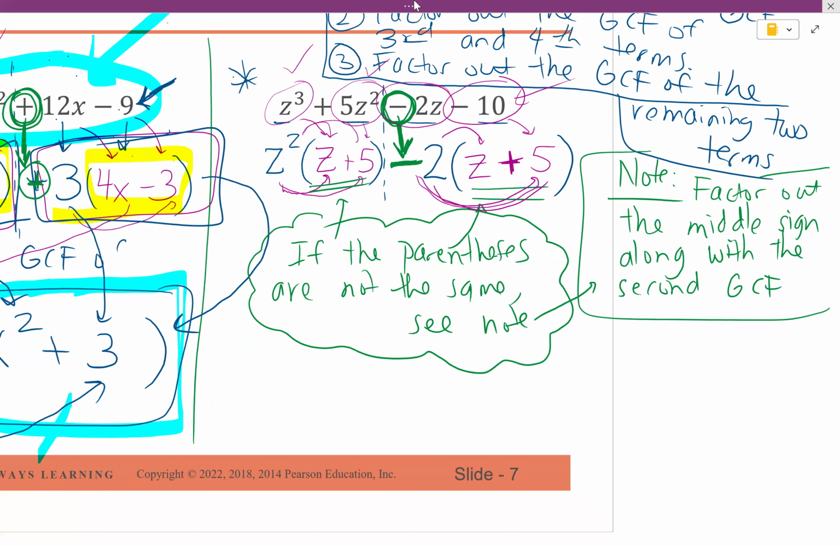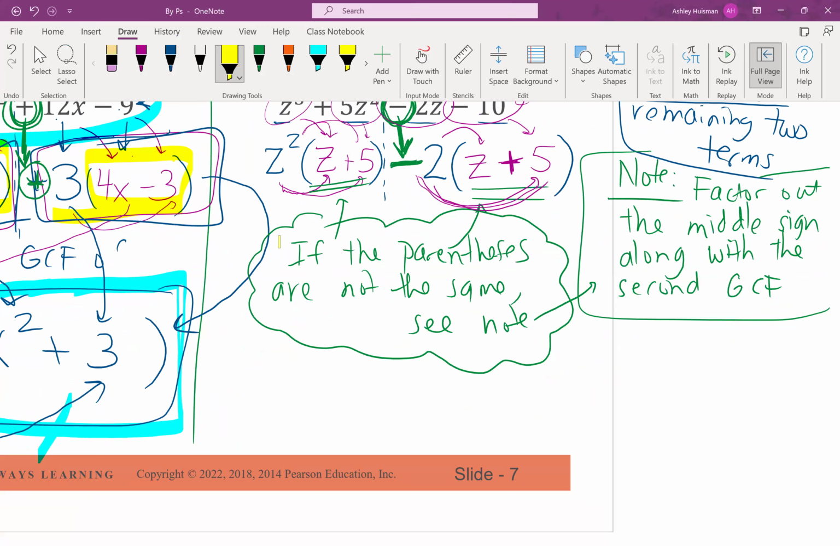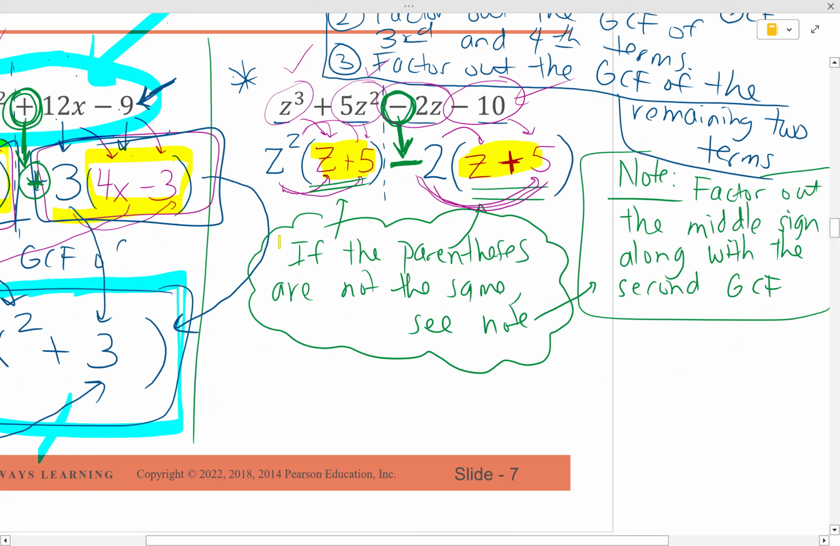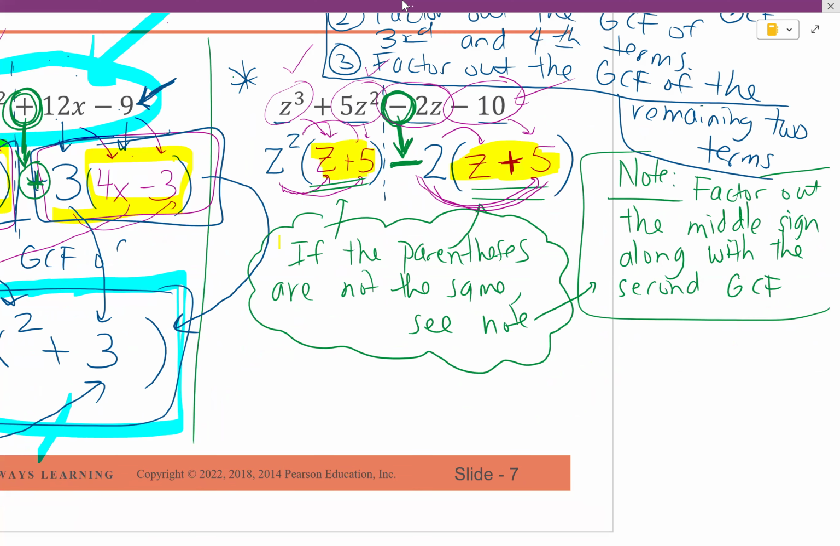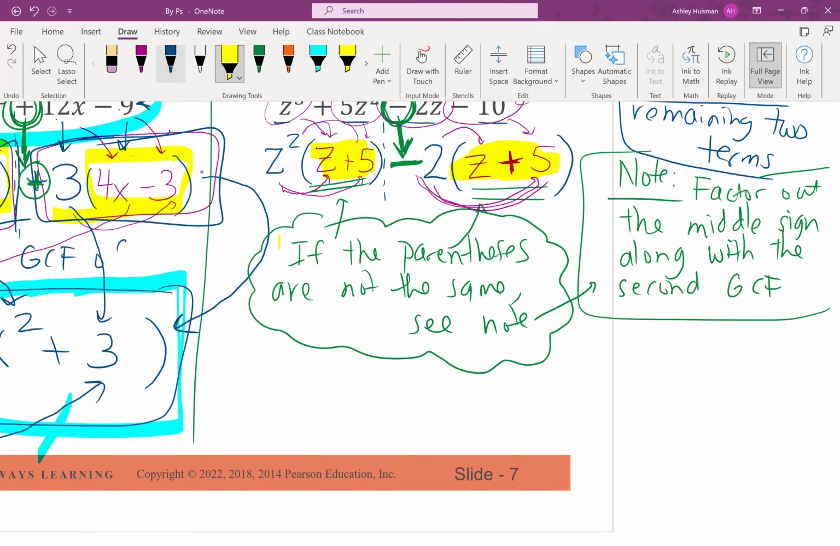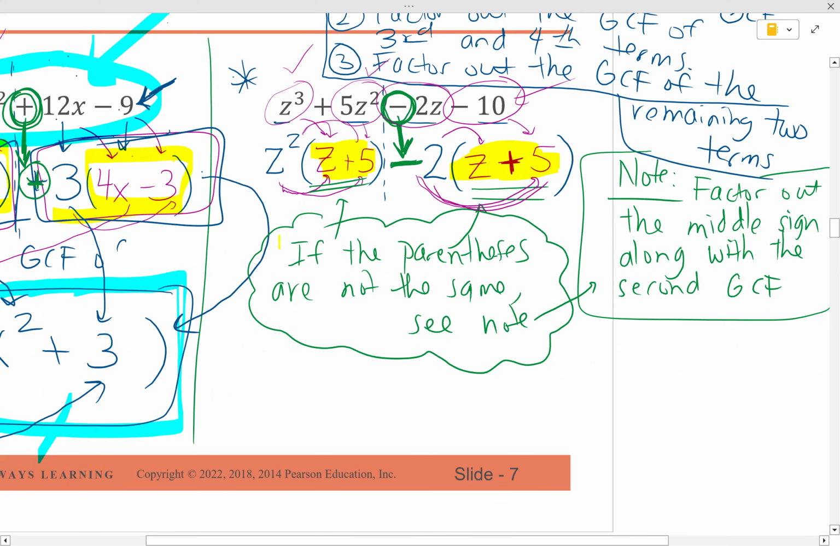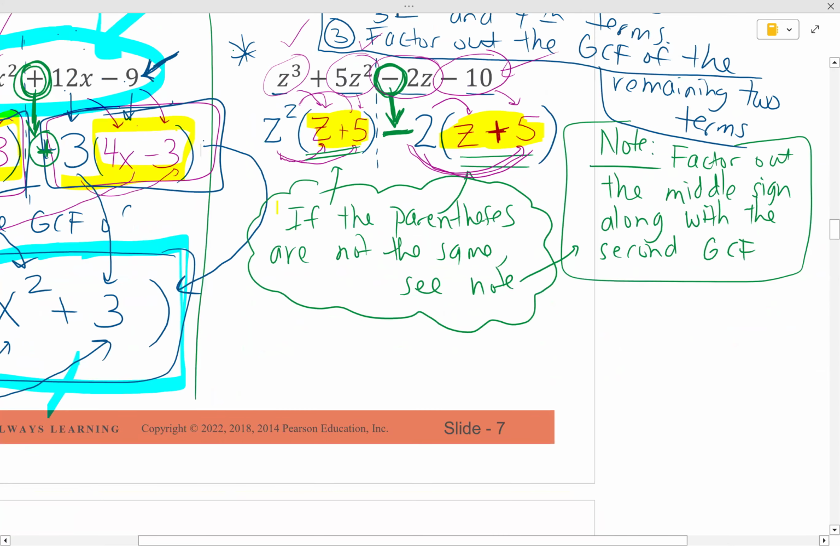So at this point, I'm not quite done, but I'm going to make a quick little check here. What's in parentheses is the same, z plus 5, z plus 5. That means you've done everything right so far. You're kind of halfway there and you're doing it right. If those are not the same, that means someone either gave you a problem that's not even factorable, which I don't think would happen in this class, or you did something wrong, so we've got to think about it.